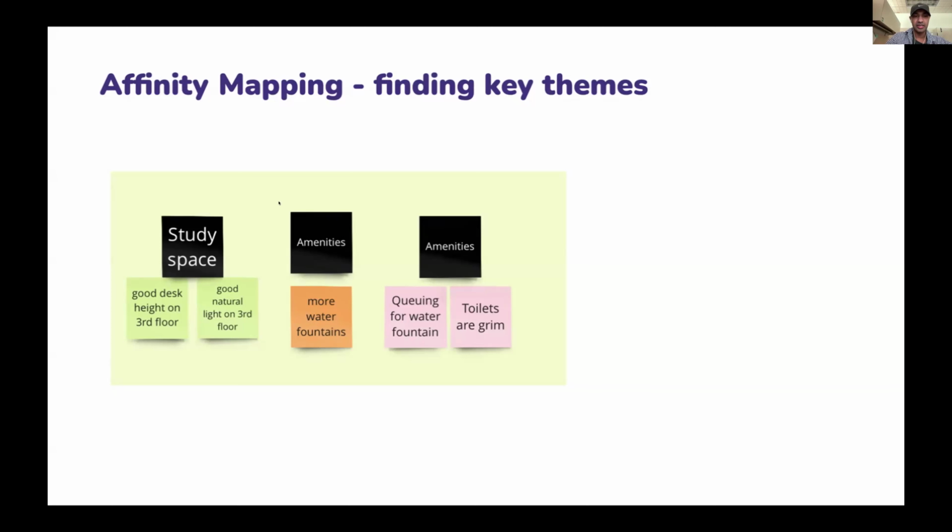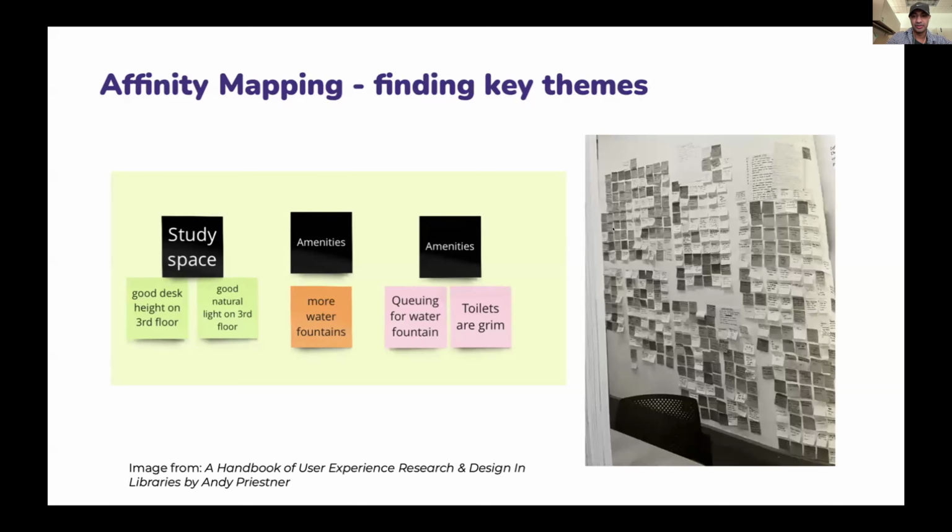So once you have that affinity map, the next step is to identify key themes and sort your sticky notes under those themes. This one's a really simple one, but if you're doing this, this is how your affinity map wall is going to look. There's going to be a lot of sticky notes. Do not get overwhelmed. This is common.